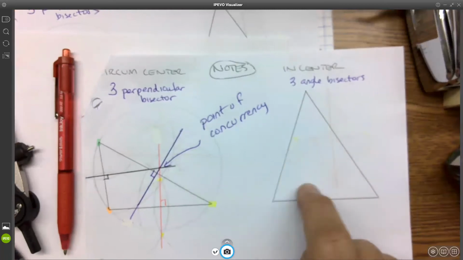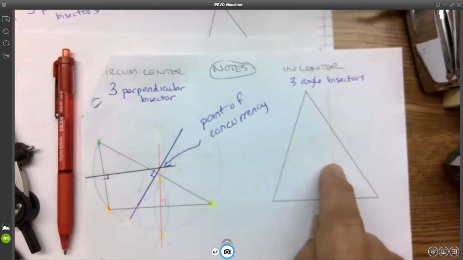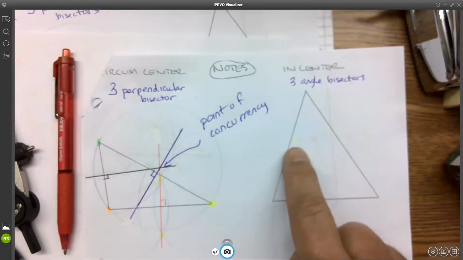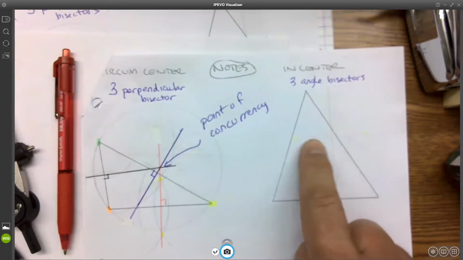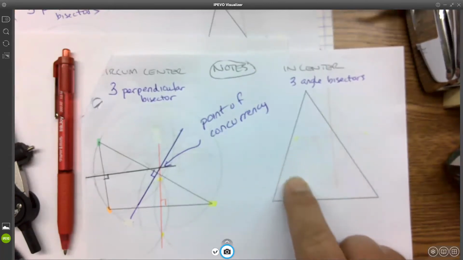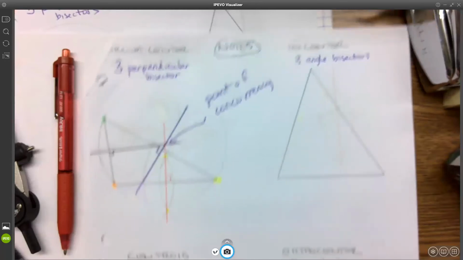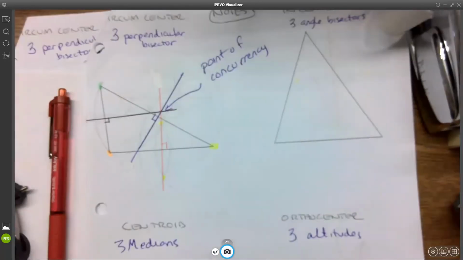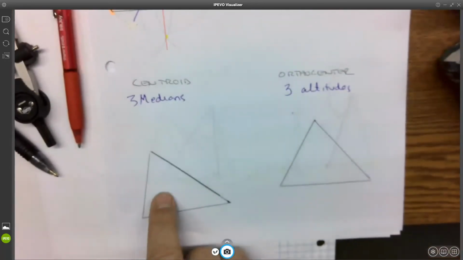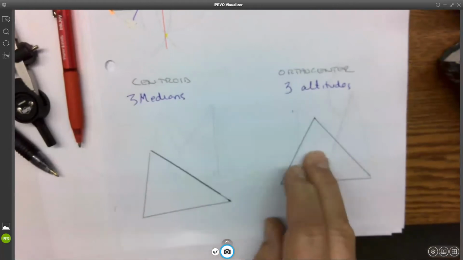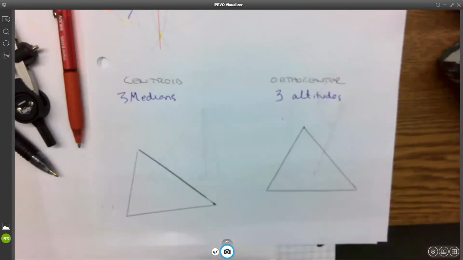When you do the in-center, it's going to be angle bisectors. And what you'll find is that it's going to be the center of a circle that just fits inside perfectly in here. And the centroid will be a balancing point. There won't be much you can do with it here. And the orthocenter doesn't have as much information on it. It's part of the 9-point circle and the Euler line, but it's not going to mean much to us.